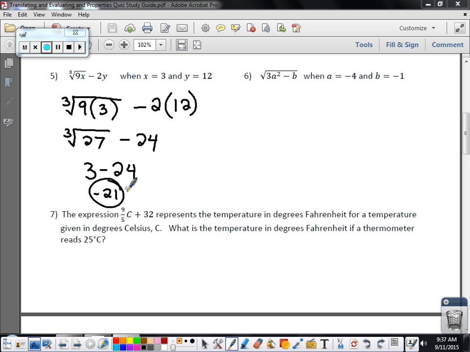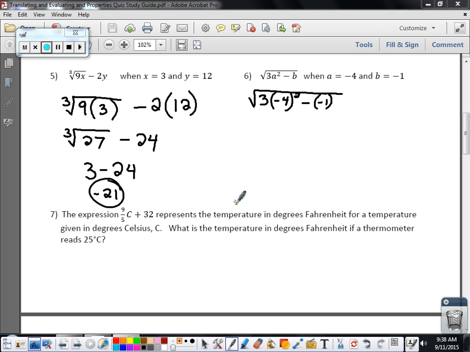All right, here we go, number 6. The square root of 3. Look, guys, all of this, the entire expression is underneath the square root symbol. So 3 times my a value, which is negative 4, so negative 4 squared, minus my b value, which is, I can put it in parentheses, I don't have to, negative 1. Any questions with how I plugged it in?